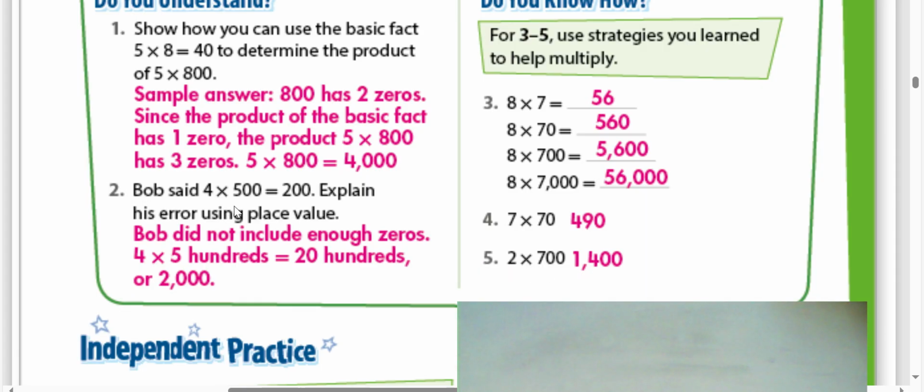Number 2. Bob said 4 times 500 equals 200. Explain. No, it's not true, because 4 times 5 equals 20 and we have double zeros, and the result will be 2000, or 20 hundreds. Okay, Bob didn't include enough zeros.